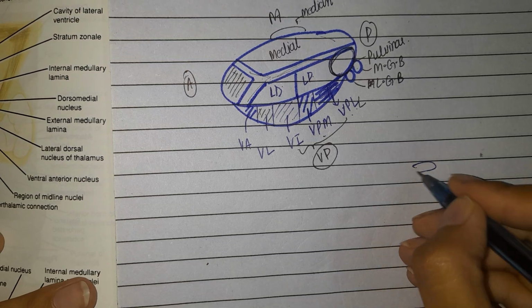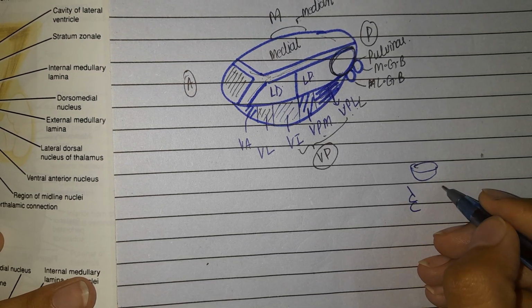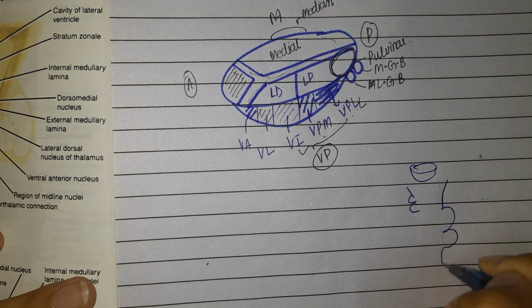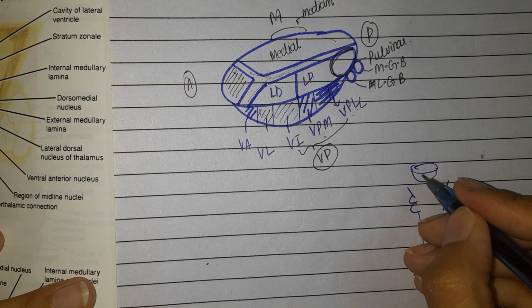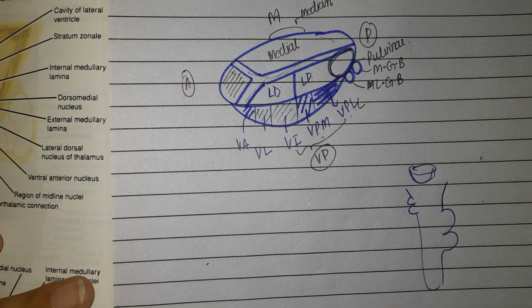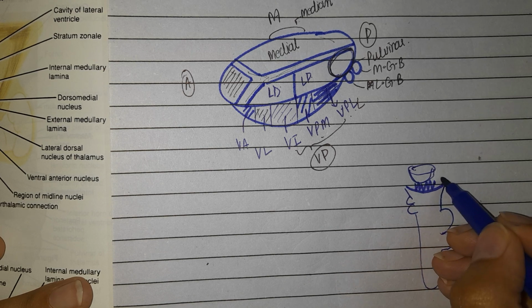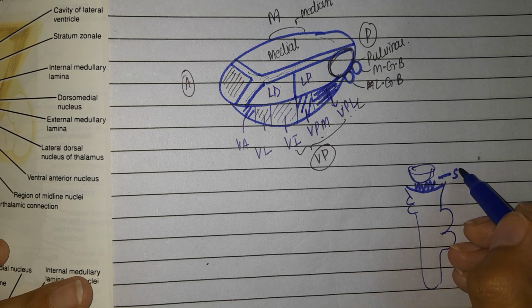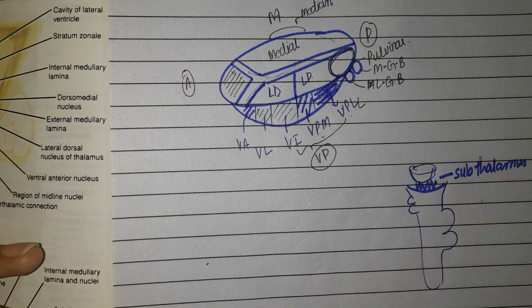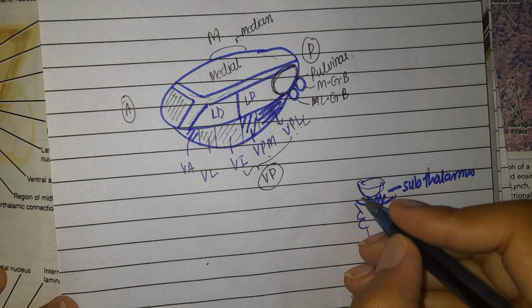So now if this is your thalamus and this is your midbrain with its superior and inferior colliculus, and this is your pons, etc. The region between the thalamus and the upper portion of the midbrain is going to be known as the subthalamus because it is below the thalamus. There are very important nuclei.